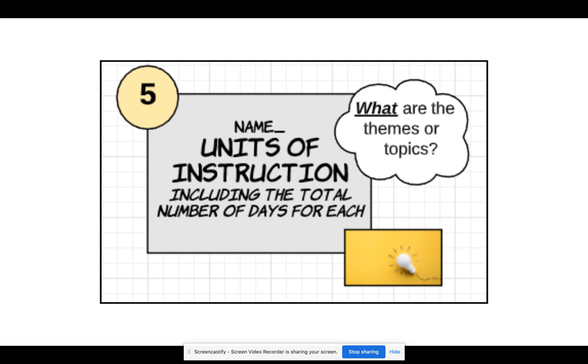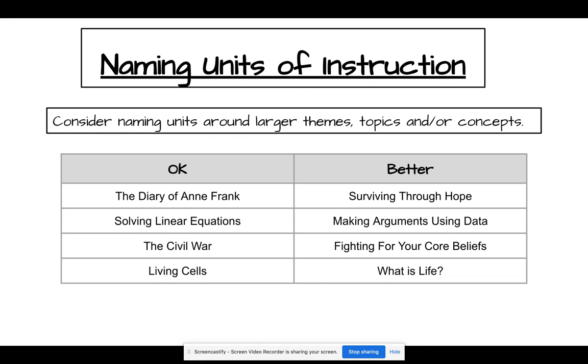So that's step 4. Step 5 really is your units of instruction, where you start thinking about how you're going to parse them out. But one of the core things I want folks to think about is, in the naming of the unit, how you put kids on a different mental pathway. We see a lot of okay namings of units. This is our unit on Diary of Anne Frank. This is our unit on solving linear equations or the Civil War or living cells.